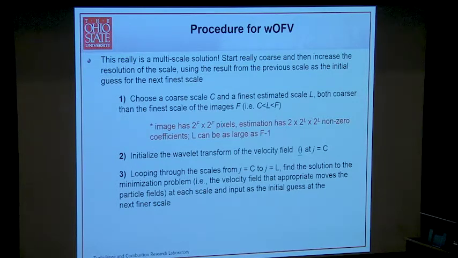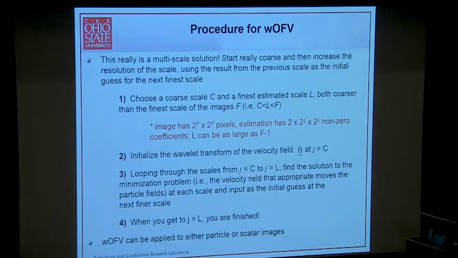We can initialize the wavelet transform with 0, a uniform field, whatever we want. And then we start iterating through the procedure. Again, a lot of the details are not here. You would loop through the scales from our coarse scale all the way up to our finest scale. We find the solution to the minimization problem. What is the solution? The solution is the velocity field that appropriately moves the particle fields at each scale and is input as the initial guess at the next finer scale.